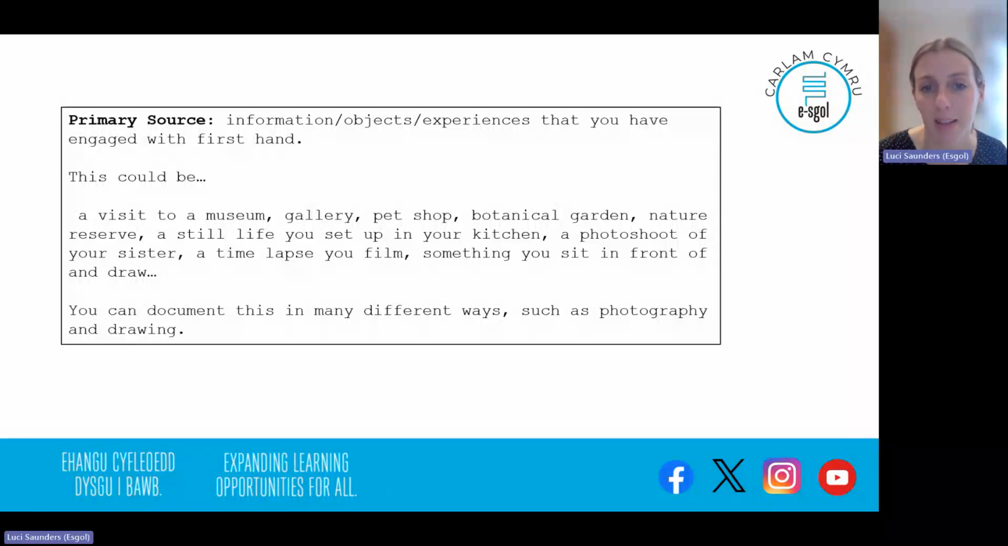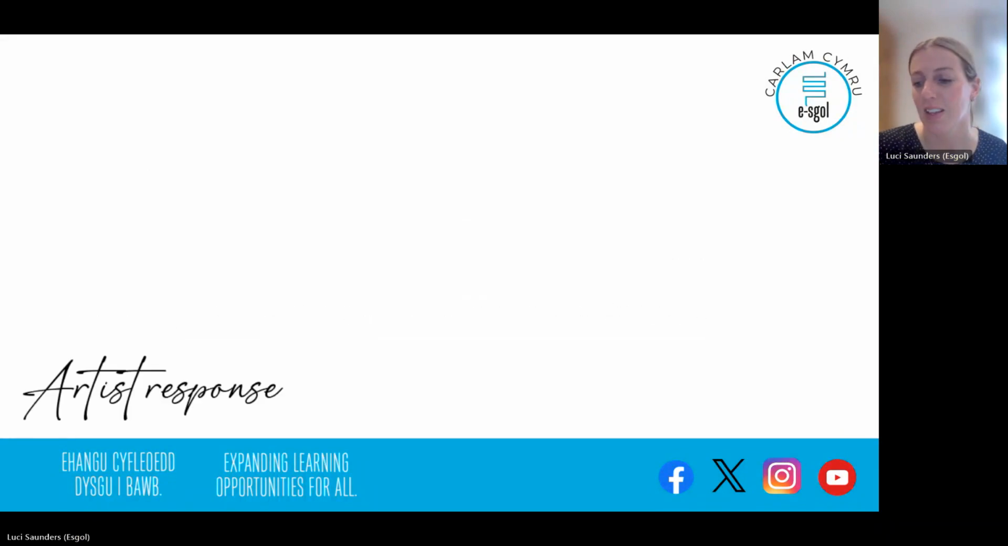You can document this in many different ways. I've referred to photography and drawing as your observational responses, but there is a requirement that you must draw at some point during this project. Some of the marks are allocated, that needs to be addressed, but you can respond observationally to things in many, many different ways as long as you are doing it. So once you have your own photographs and you have looked at an artist, you are now going to need to respond to the artist using your own images in a way that shows how your project is moving forward.